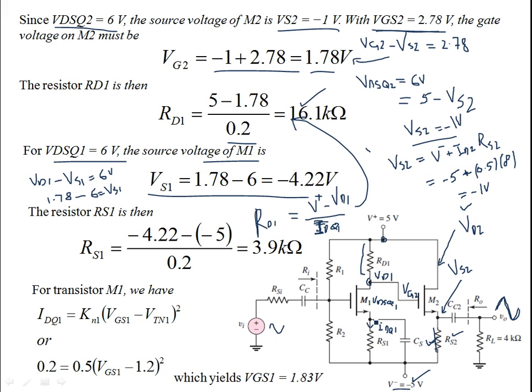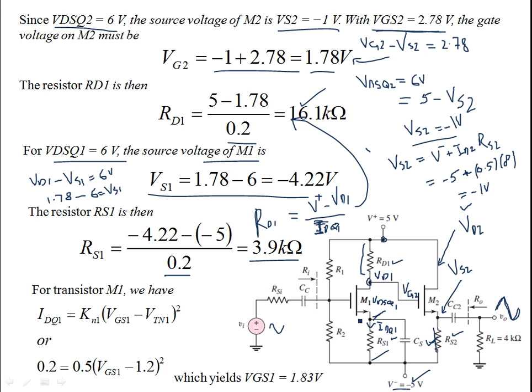Then from this potential, minus 4.22, take the potential difference from this point and divide by IDQ1, which is the same current, 0.2 milliamps. This gives you RS1 as 3.9 kilo ohms. So we have RD1, we have RS1, and we have RS2. Now all we are left with is R1 and R2.